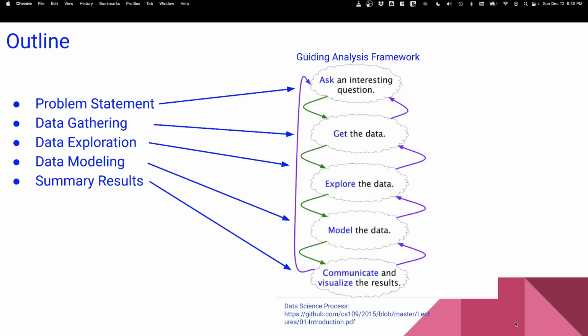And this maps to our outline as follows. So we have a problem statement. This maps to the ask portion, the data gathering, where we get the data exploration, where we obviously do the data exploration, and we build the model, and then finally we provide the summary results. That's what we're going to talk about today.